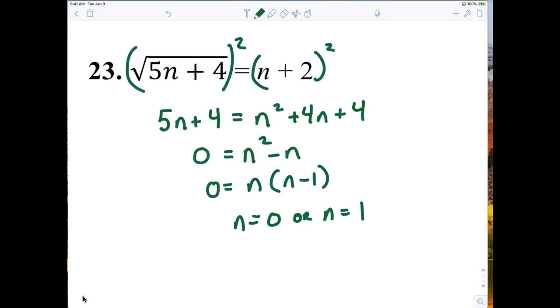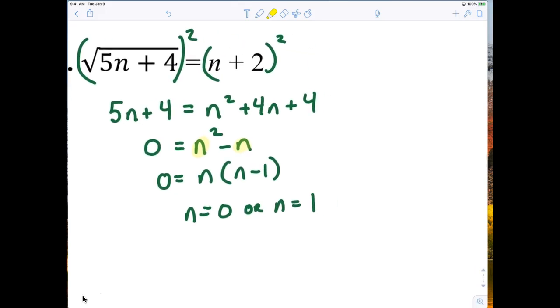Would you go from n squared minus n to n? Okay, I factored out an n. It's the GCF. So what am I telling you? There's a common n. All right. You okay with that?